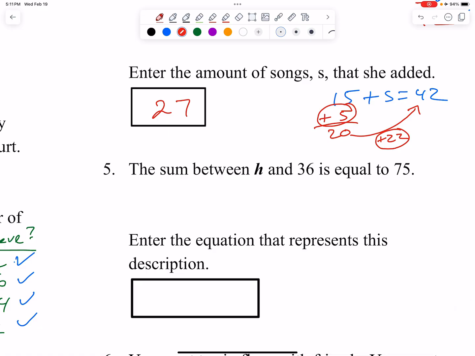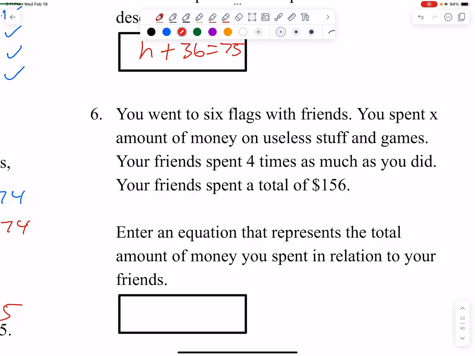All right, the sum between H, so sum means add, between H and 36 is equal to 75. It's already in order for us. So H plus 36 is equal to 75. Boom, done. Okay, awesome. Number 6, you went to Six Flags with your friends.